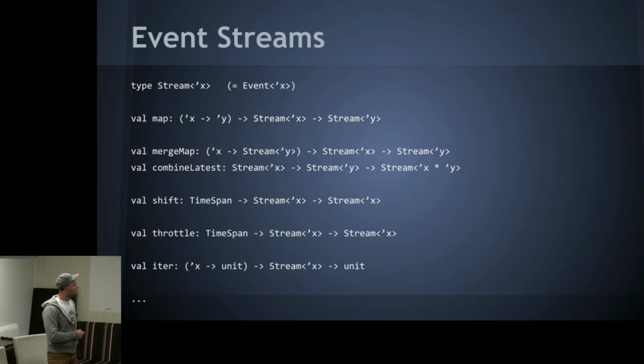And then we have other combinators like combine latest, which takes a stream of X's and a stream of Y's, and gives you a stream of pairs of X's and Y's. It always takes the latest value from both streams and gives you a pair of those. And then also other time-dependent operations like shift, to which you give a time span, and then when you give it a stream of X's, after you get a value from the stream, it is delayed by the given time span, and the resulting stream only gives the value after the time span. It shifts the stream of values in time.